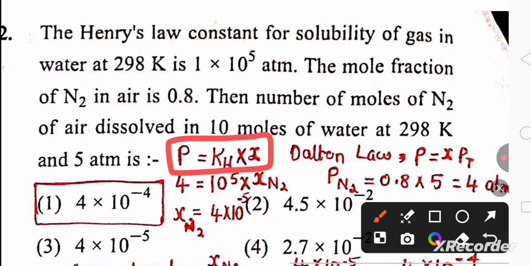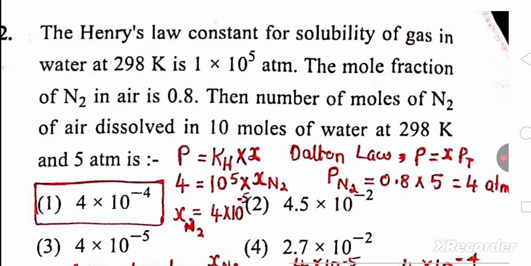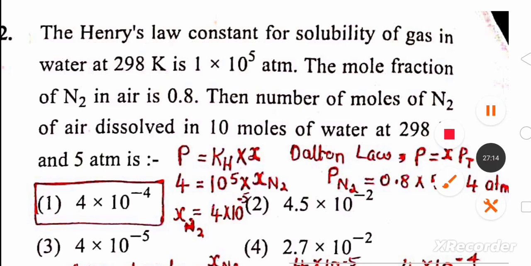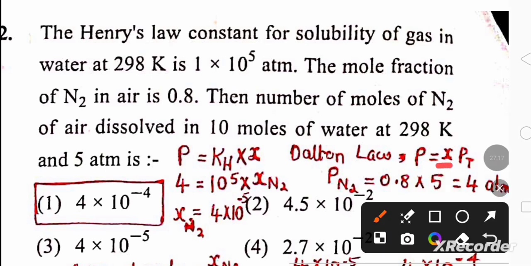Partial pressure of nitrogen gas is equal to its mole fraction times the total pressure. The mole fraction of nitrogen is 0.8, given, and the total pressure of the air is 5. When you multiply, you will get the partial pressure of nitrogen as 4.